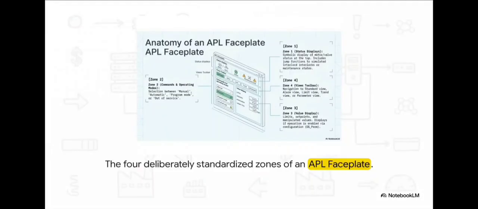When you single left-click a block icon, it opens the Advanced Process Library or APL faceplate. And notice how rigorously standardized this thing is. It's always divided into 4 distinct zones. Zone 1 for status, Zone 2 for operating modes, Zone 3 for values, and Zone 4 for views. This level of standardization is incredibly deliberate. It's designed to prevent cognitive overload for operators who are often working in extremely high-stress environments.